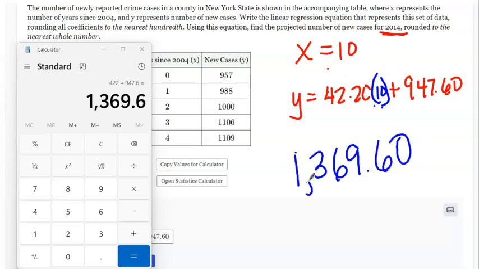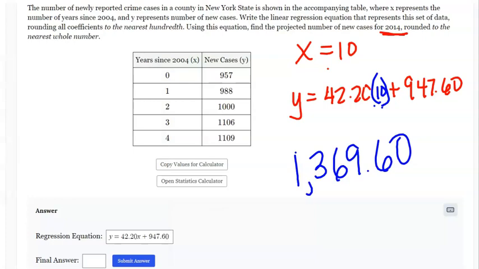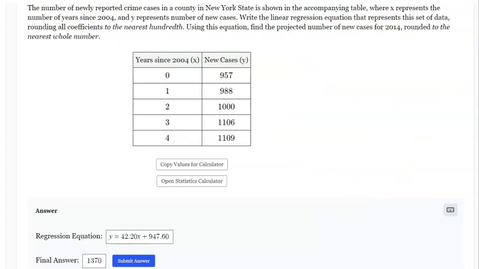1,369.60 if I'm rounding to the nearest hundredth. But this one said to round to the nearest whole number. So this is the whole number place. The number after us would round us up, so that would make this 9 a 10, carry the 1, I would get 1,370. So let's type that here and submit.